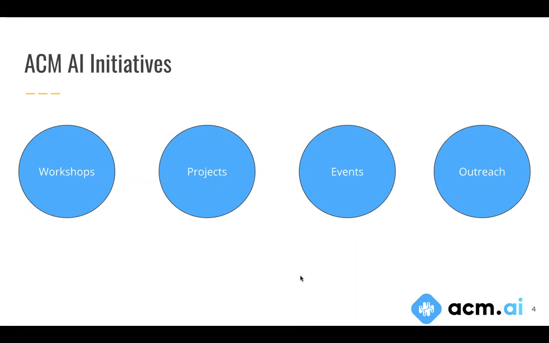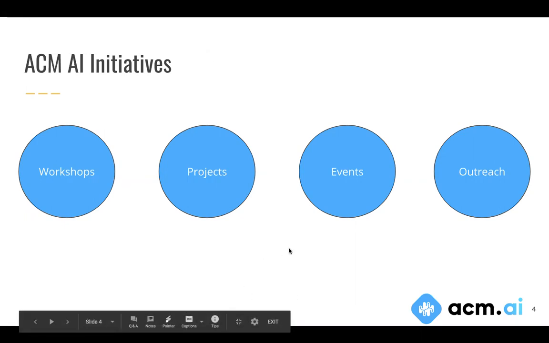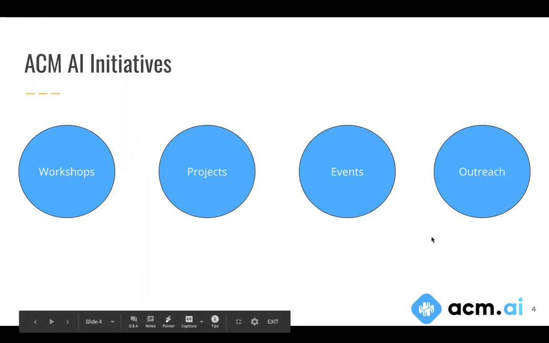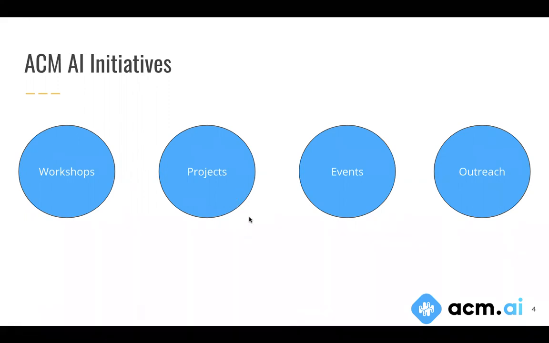And lastly, we have our outreach initiatives, which aim to increase awareness of AI outside of UCLA. The initiatives that our outreach team works on include our podcast focused on diversity and inclusion in AI, as well as our high school course where we teach AI to high school students. So those are the 4 main things that ACM AI works on.